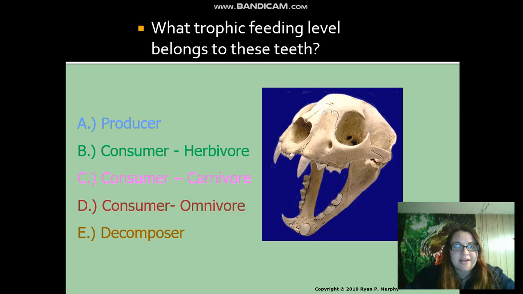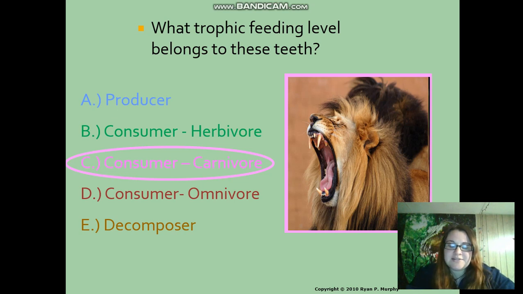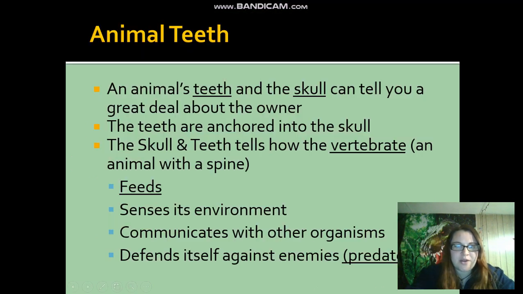Okay, so let's look at this guy here to begin with. We have a skull that has really sharp teeth. So kind of think about, who do you think this guy is going to fall into? A producer, a herbivore, a carnivore, omnivore, or decomposer? Well, hopefully A and E are out and you're down to B, C, and D. And since you're seeing really sharp teeth, hopefully you're thinking a consumer of a carnivore. And you'll be right, because that skull belongs to a lion. Okay, look at those really nice teeth that it has for capturing its prey.